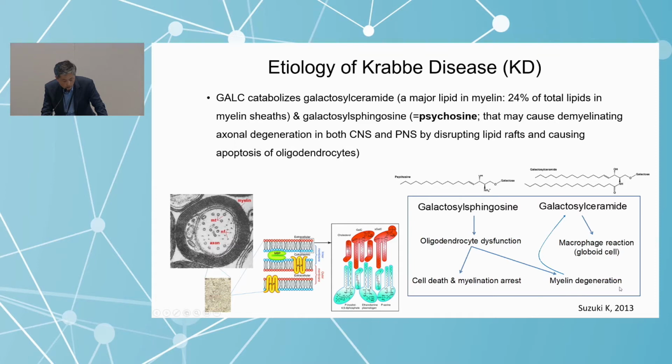This demyelination generates more galactosylceramide. It can elicit more macrophage reaction. This is the currently known etiology of Krabbe disease.